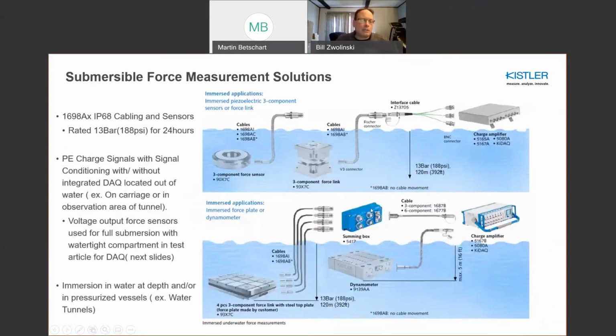So now what? Now that we have all this background, what do we want to say about sensors and working underwater? There are 2 basic scenarios with measuring submersible force. One scenario is the one I just showed, where you have a carriage, and above the carriage are data acquisition computers, and it's all readily accessible. So you might have sensors under the water, but you're routing IP68 cables up to the equipment on the carriage, okay?